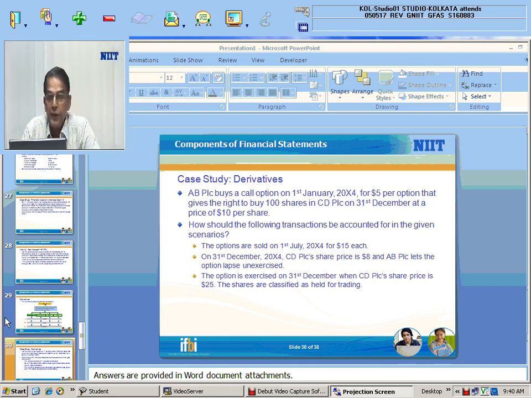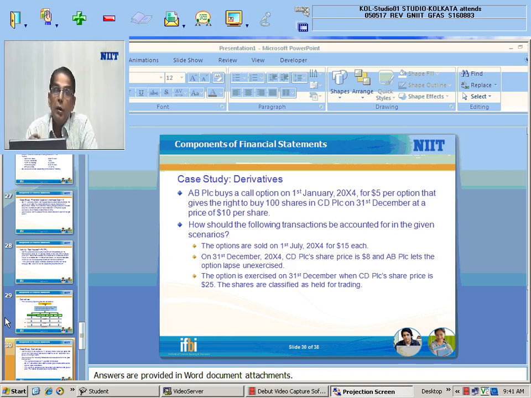First scenario is the options are sold on 1st July. The option was first purchased on 1st January 20X4, paying $5 per option. The same option contract is sold by ABPLC on 1st July 20X4. This kind of contract can be sold and purchased on the exchange. The options are sold on 1st July 20X4 for $15 each.